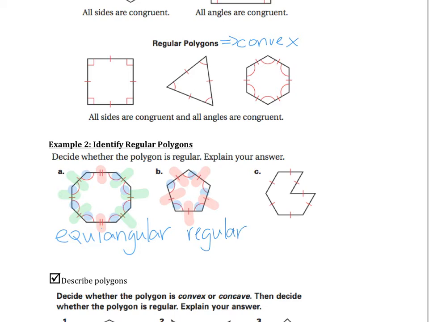And in C, the first thing I notice is that it's concave, so it cannot be regular. The reason is, if you take notice, there is no way this angle here could be equal to any of the other ones. Continuing forward, though, we do see that all of the sides are congruent, so this would be equilateral.